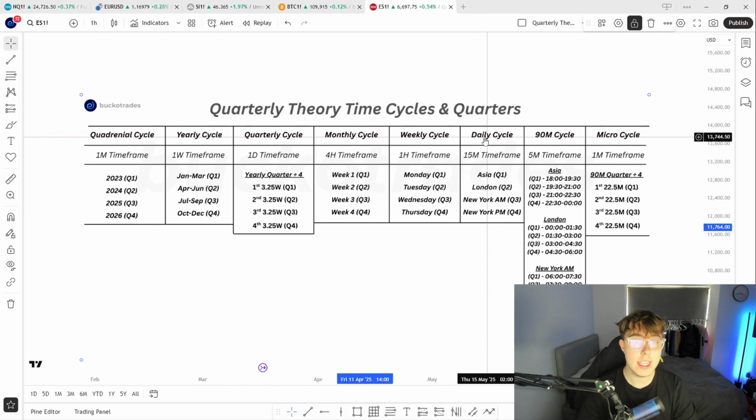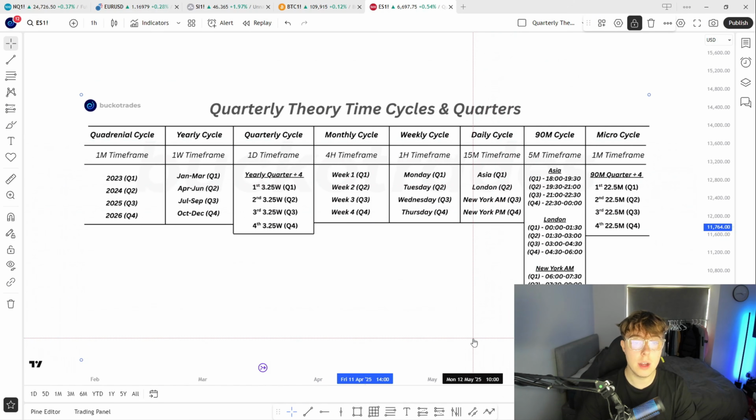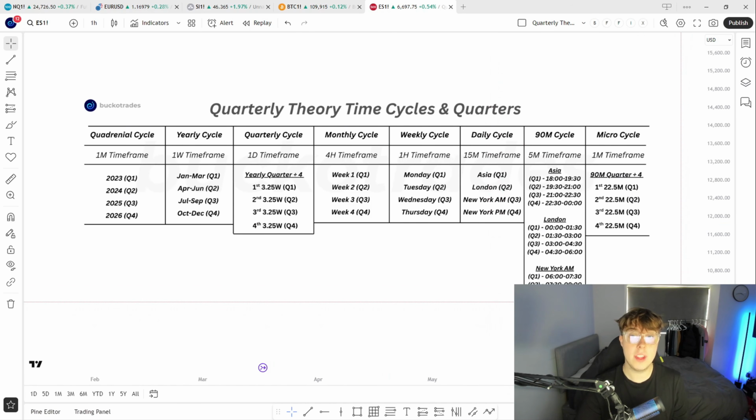Now we have the daily cycle. Again, super, super important. This is probably my favorite one, to be honest. And yeah, viewed on the 15-minute time frame, again, it's essentially capturing that whole entire daily candle. So if you can have an idea of what the daily candle is going to do, we can then use these quarters to really help us find the best entries intraday. And the same goes for all the other cycles.